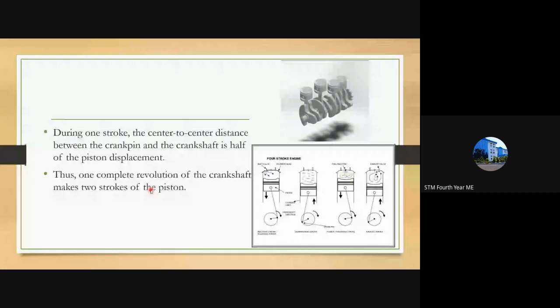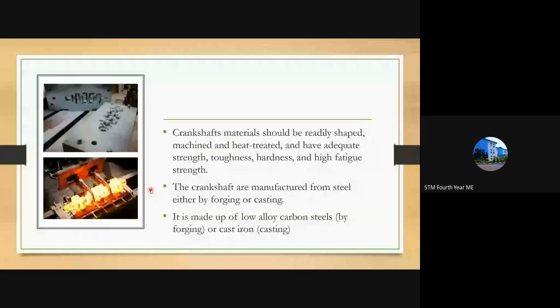Then materials and the manufacturing of the crankshaft. The crankshaft should have adequate strength, toughness, hardness, and high fatigue strength. The complete force from the big end of the connecting rod will be provided on the crankshaft. So the crankshaft is made of a heavier material that has strength, toughness, hardness, and a high fatigue strength.